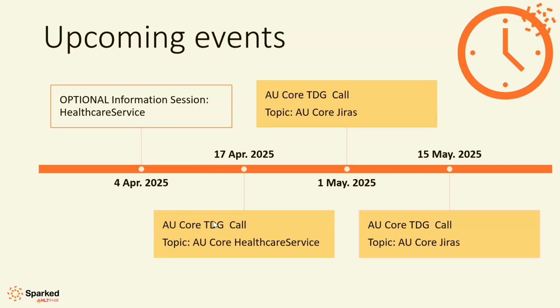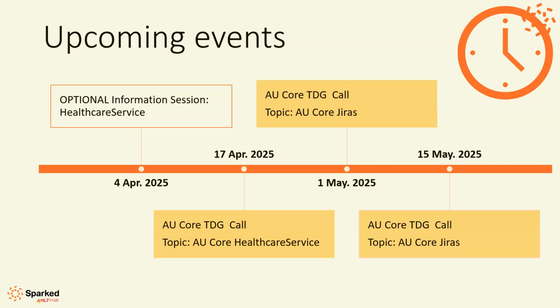And then we're going to have our next call on the 17th of April, and that will be where we vote on the proposal for healthcare service, and also where we discuss the 2 Jiras that we've just held over to the next meeting. And then in the next couple of meetings, we'll be looking to continue through the AU Core backlog. If you have an issue in the backlog that you want raised and resolved in this current release of AU Core, you need to highlight that.